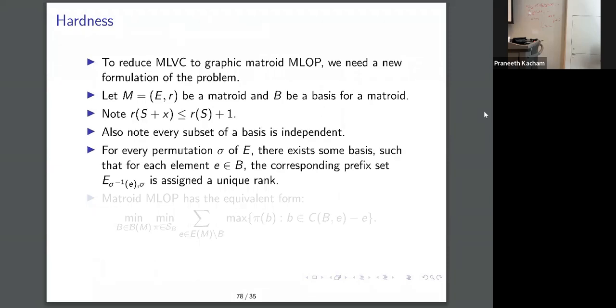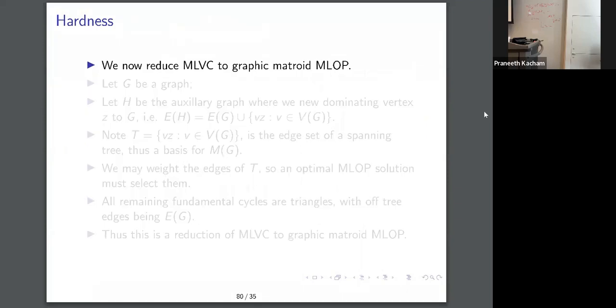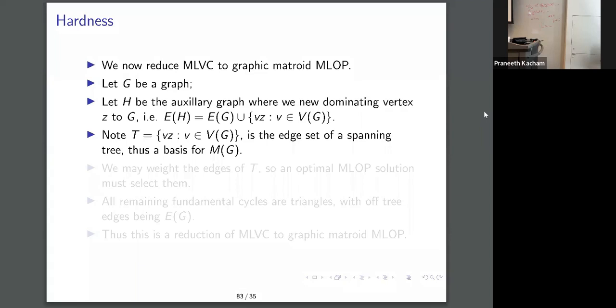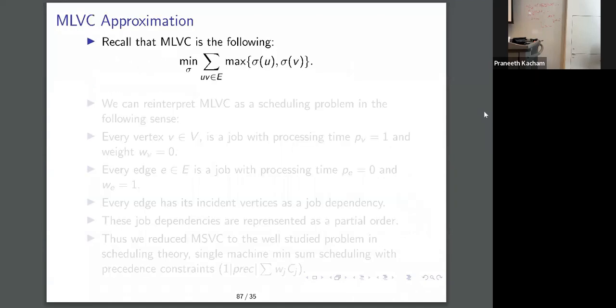Let me discuss these. Yes, and this is the part where I mentioned we add a point and connect it to everyone, to connect MLVC with matroid MLOP. So in general, maybe it helps to look at that original figure that was connecting the problems. We have shown that computing MLVC is equivalent to MSVC, and MLVC computation is also equivalent to the graphic matroid MLOP. So for all those problems, the hardness is bidirectional.